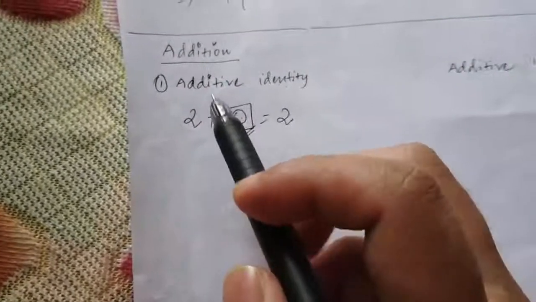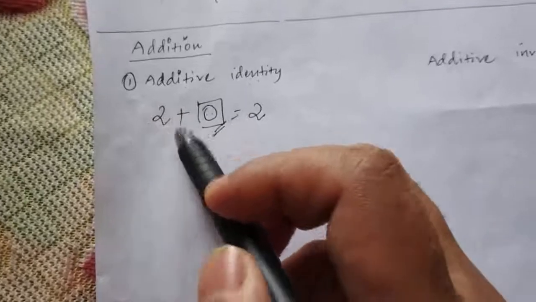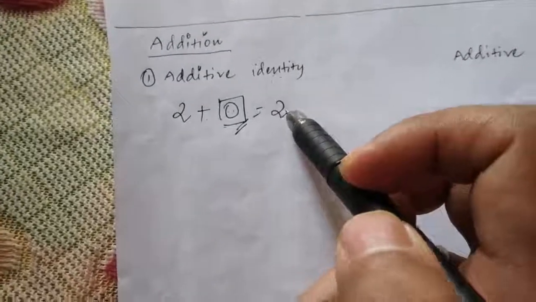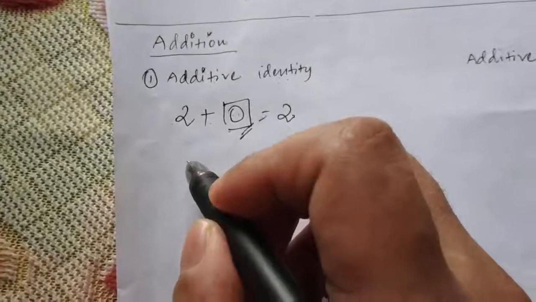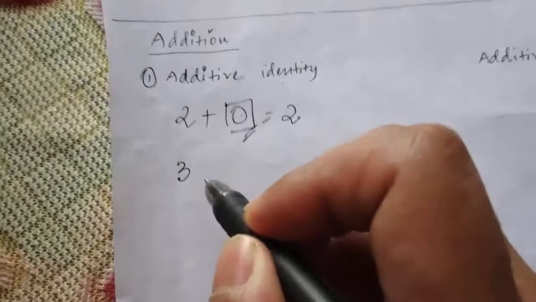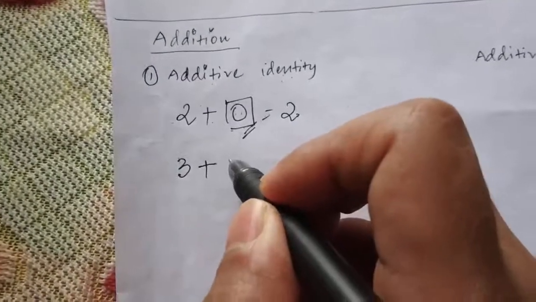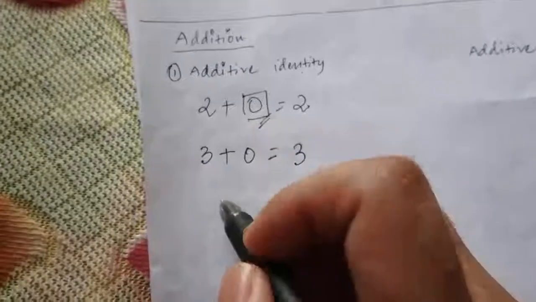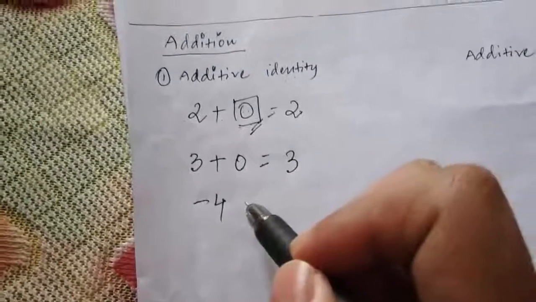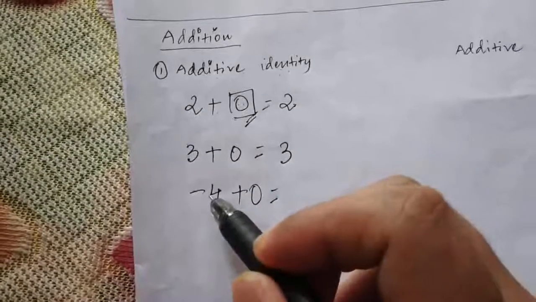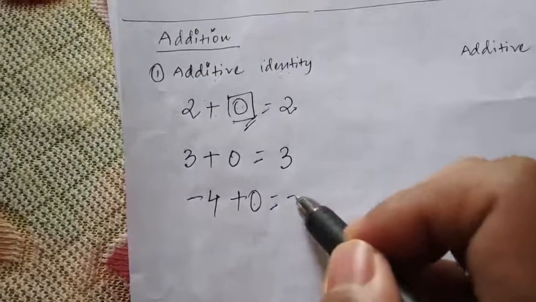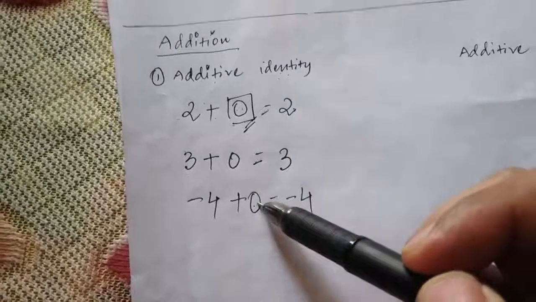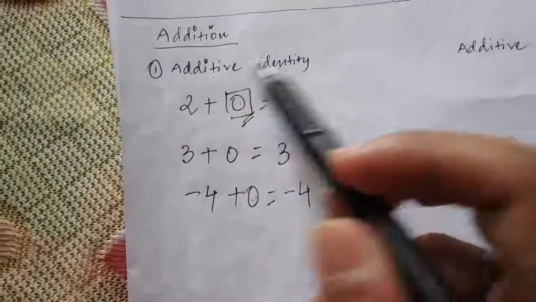Okay, so additive identity means an integer being added with such an integer so that the answer should remain the same. So for all the cases, suppose the question came, what is the identity element for 3? It will be 0, because when I add 0 over here, I will get the same answer. Okay, so for any integer, suppose for minus 4, what is the identity element? Again it will be 0, because when I add 0 with minus 4, I'll get the same answer. So for all the integers, the identity element will be 0, and this property is known as the additive identity.